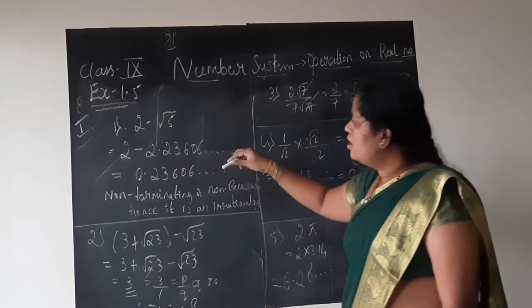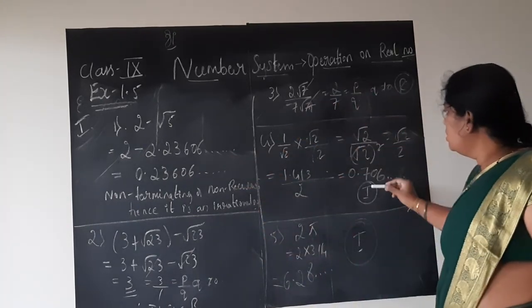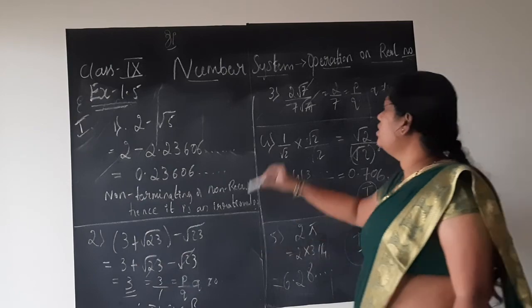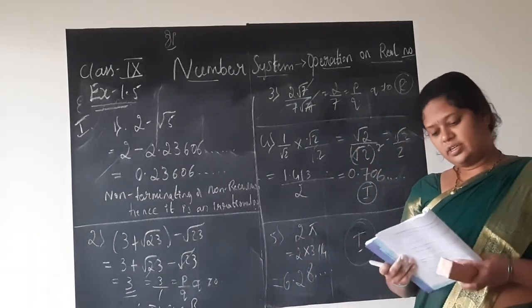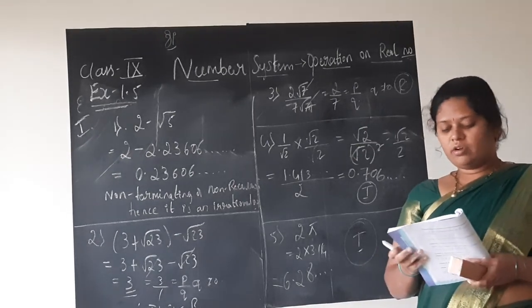So we got the first, 4 and 5 as irrational, and 2 and 3 as rational numbers. This is about the first main question. Next we shall go to the second main question. Simplify each of the following expressions.